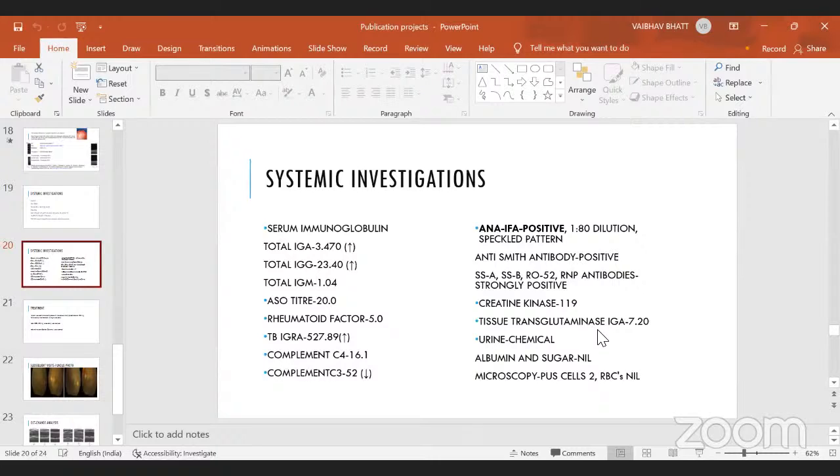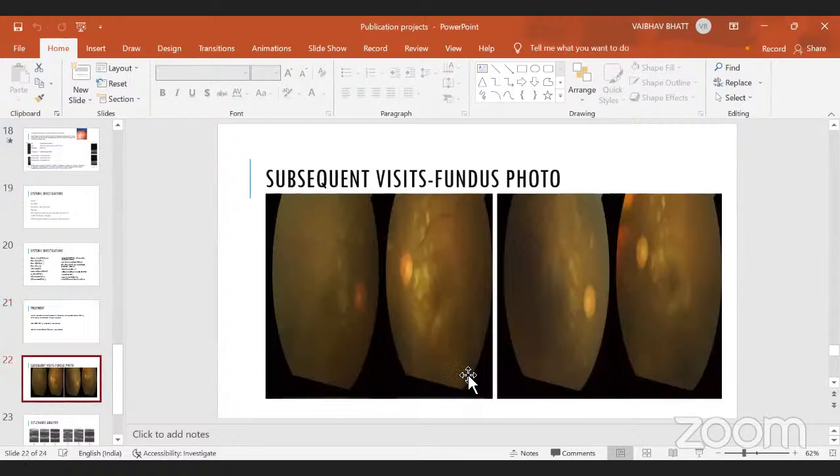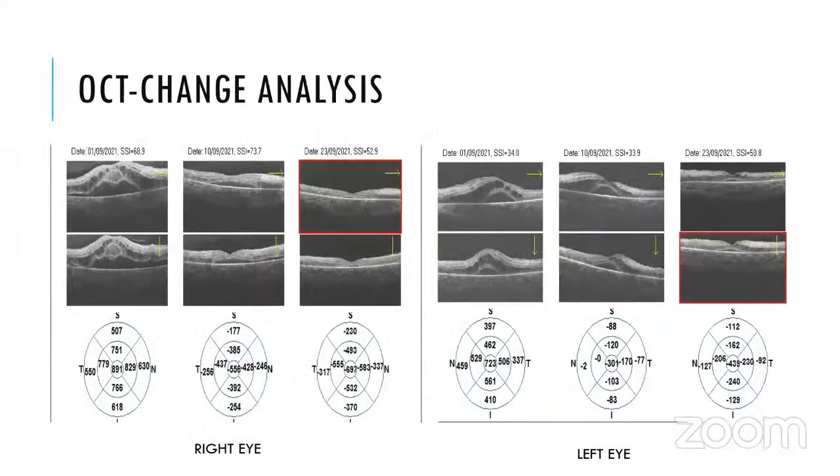in both the eyes. I think your screen has frozen, Weber. You're still at the investigation slide. Okay, now we can see. So we can see good resolution of the changes, and this is a serial OCT change analysis of the right and the left eye.